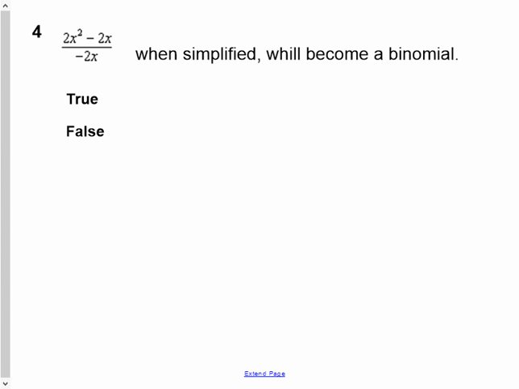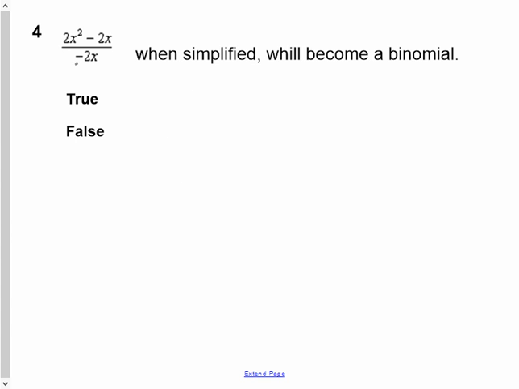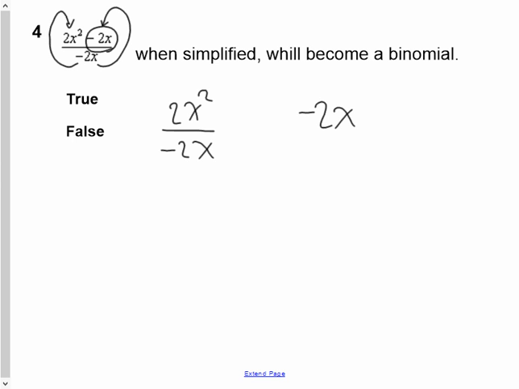Question 4, when you divide the binomial 2x squared minus 2x by -2x, when you simplify it, it'll become a binomial. So remember, if I had this multiplying instead of division, with the distributive property you would multiply it like this, and each term inside the brackets would be multiplied by -2x. However, when we divide it, the same thing is true, except every term in the binomial is divided by -2x. So you want to take that first term, -2x squared, and divide it by -2x. And then you want to take that second term right here, which is -2x, and divide it by -2x. You want to write it as two separate things.